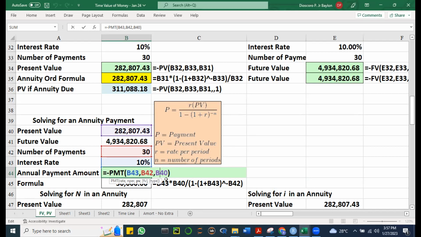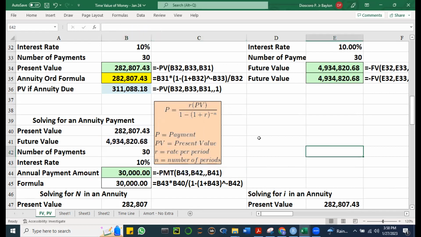Some students make the mistake of including the future value. If I include the future value here, what do we get? We'll get 60,000, because it presupposes that the 282,000 now and the 4934 after 30 years are distinct cash flows. They're not distinct cash flows. These are equivalent cash flows. Or I could have solved this also this way. I did not put anything in the present value. I placed something in the future value, and I'll get also 30,000.